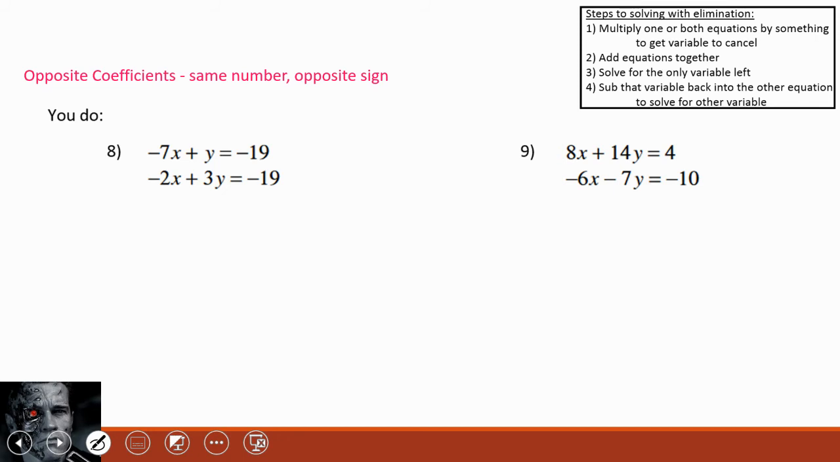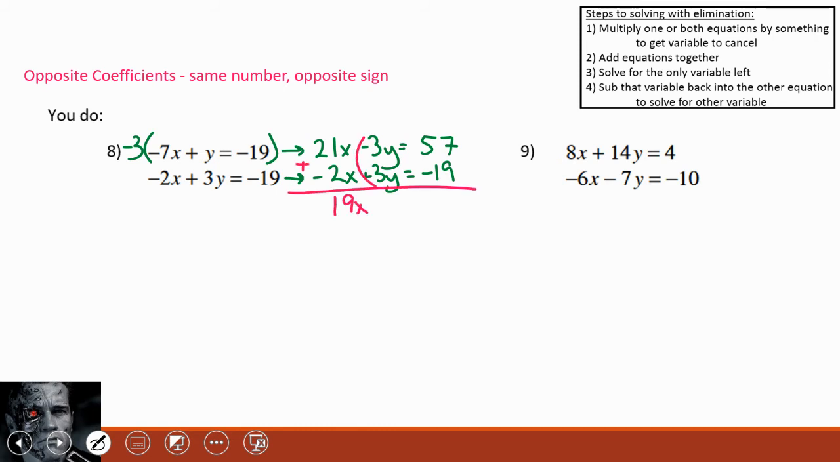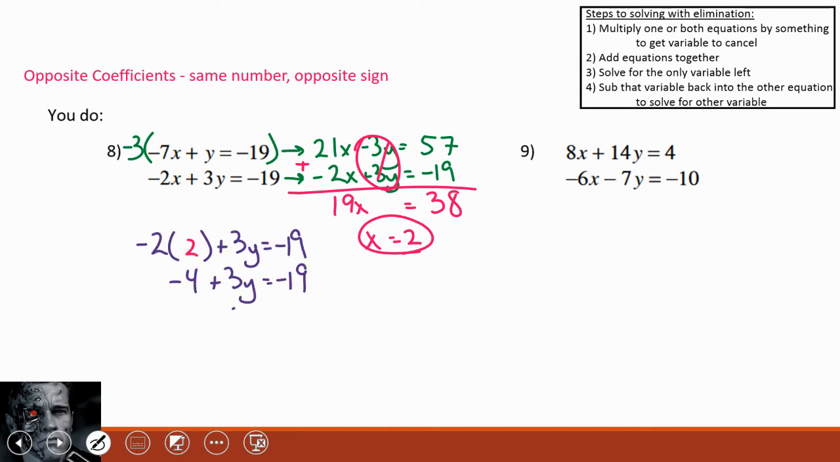Again, same thing here. I can multiply the top equation by negative 3. By doing that, now my y is going to be eliminated. So x is 2. Plug in 2 where that red 2 is. I plugged it in the second equation, and I get my answer.